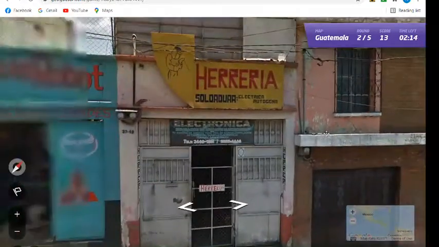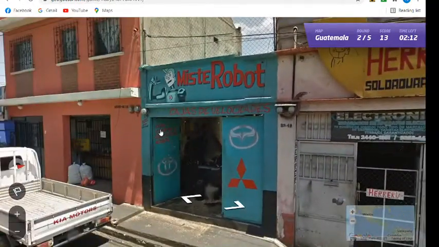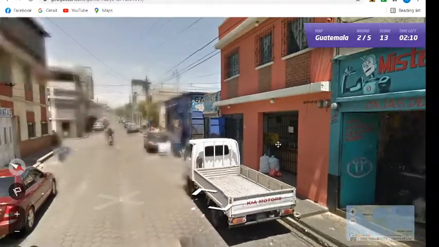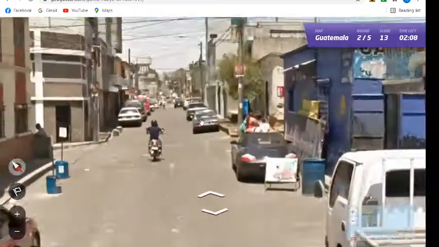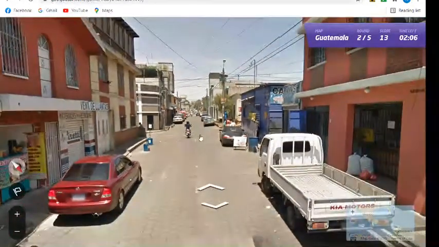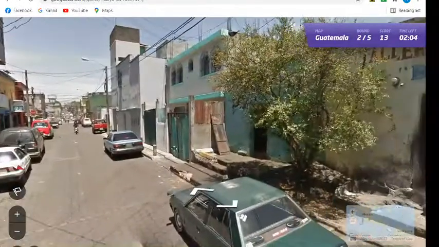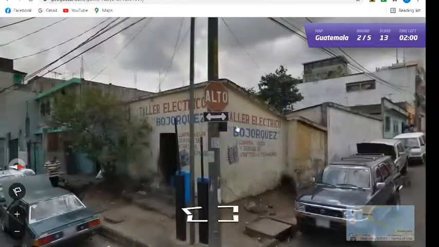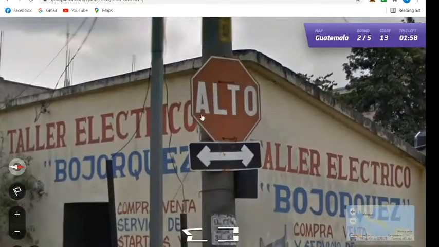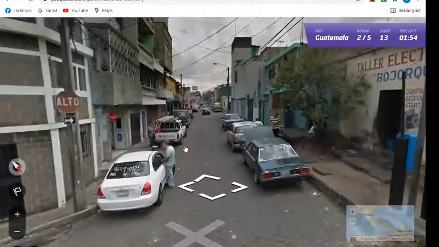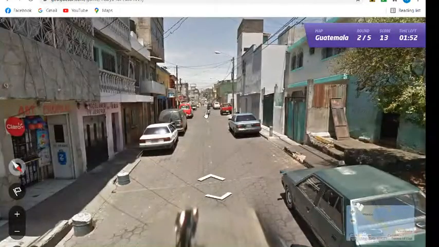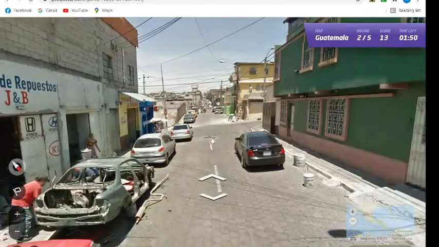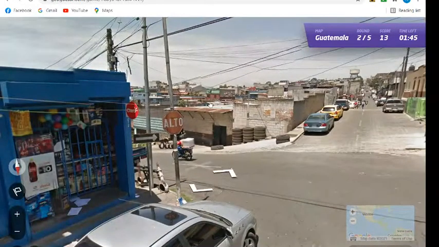Okay, so we have Mr. Robot. Let's see. So this looks like it's maybe a smaller city. You'll also notice the Alto sign. It's not Pare, it's Alto, like in Mexico. The Dominican Republic, Puerto Rico, and South American countries use pare instead.